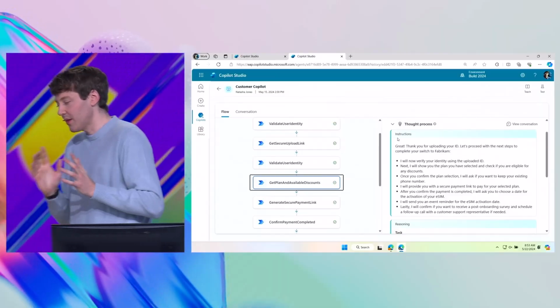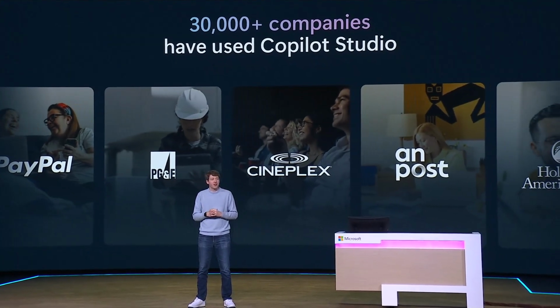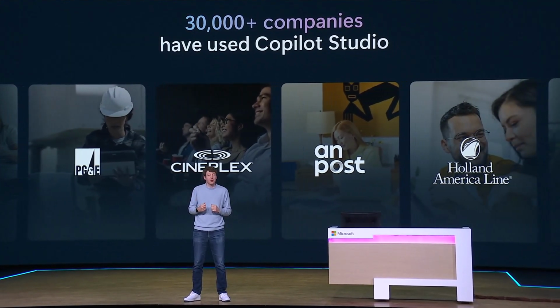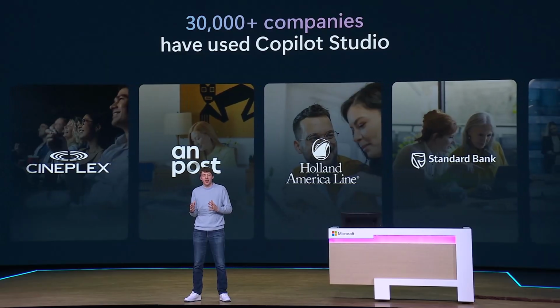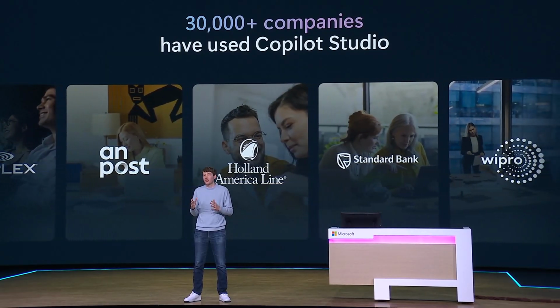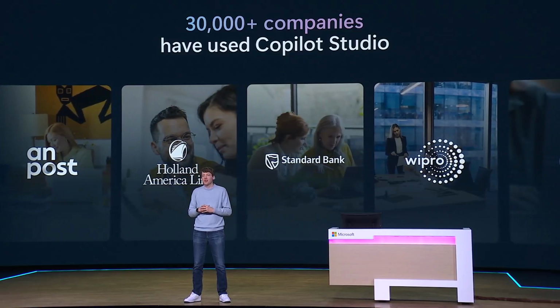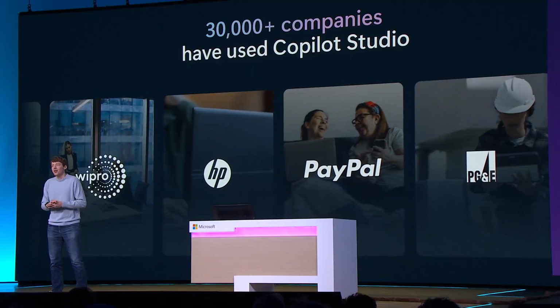But this was a fictitious example for Fabricam, but many other customers have used Copilot Studio. In fact, over 30,000 organizations have already used Copilot Studio, and it's been growing 175% quarter over quarter. PG&E is one of the largest gas and electric companies in the US, and they built a Copilot which manages nearly 40% of calls to their IT help desk in Copilot Studio. And Cineplex, a leading media and entertainment company in Canada, built a Copilot for customer service agents, which reduced their handling time for customer queries from 15 minutes to 30 seconds. These are just a few examples.